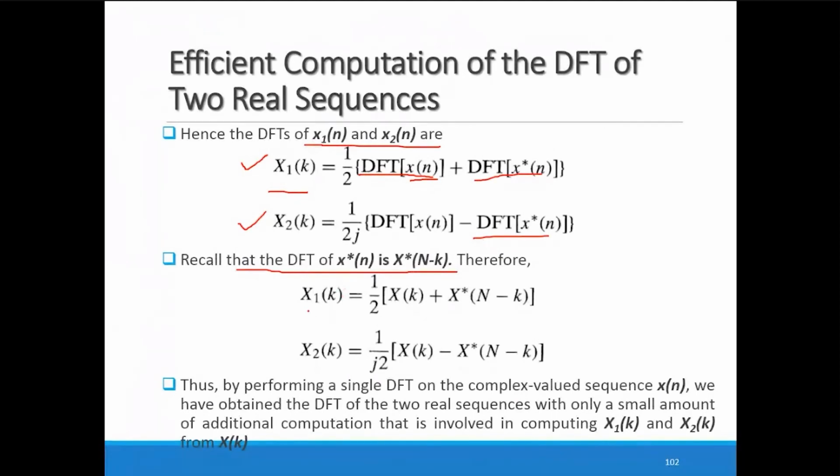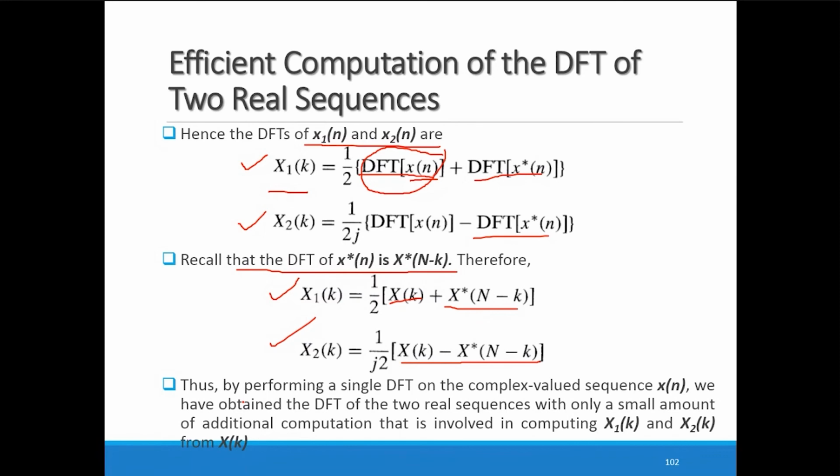So now I am writing X1(k) is nothing but the DFT of x(n), that is X(k), plus the DFT of the complex conjugate term of x(n), which is given as X*(N minus k). For the second term, X2(k) is equal to 1 upon 2j, X(k) minus X*(N minus k). So here we can say that by performing a single DFT on the complex valued sequence x(n), we have obtained the DFT of the two real sequences with only a small amount of additional computation involved in computing X1(k) and X2(k) from X(k).